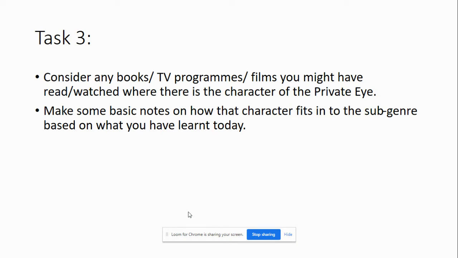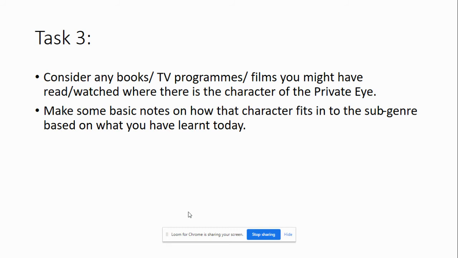Then your final task is, I want you to think about any books, TV programs or films you might have read or watched where there is a character of a private eye. If you haven't watched or read any of those, do a bit of research. Find something, maybe a TV program that you could watch, or an extract from a book that you could read, and make some basic notes on how that character fits into a subgenre based on what you've learned today. When I asked my dad the other day for a famous private eye, his response was Magnum PI. So you may not ever have heard of that character, but Google it and you'll see. But there's so many crime programs on TV that you're bound to find something that you can look at.